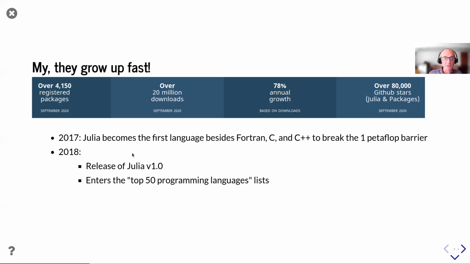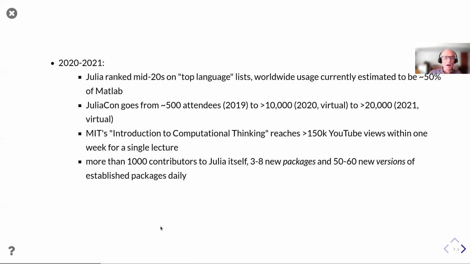And a lot of this is based on real major milestones. So in 2017, Julia became the first language besides the most widely used high-performance, low-level languages to break the so-called 1 petaflop barrier. You don't do that on your own laptop, but on a large, national lab scale computer, it is possible to do so. And Julia was the only language besides those to do that. In 2018, we released Julia 1.0. And we entered some of these lists of top programming languages for the first time. We've been rising on those lists very, very considerably.